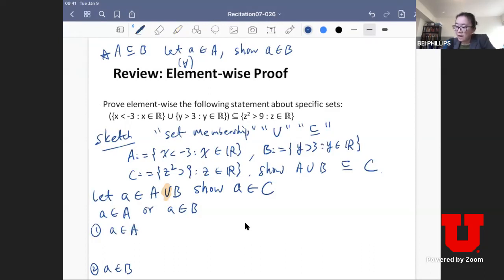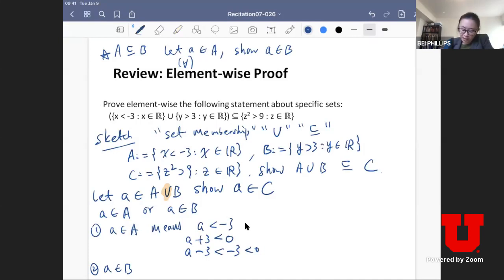Okay, so now what do we do? If a is in capital A, this means a is smaller than -7. That's by the definition of the set A. If I add 3 to both sides, that means a plus 3 is smaller than 0. If I subtract 3 from both sides, it also means a minus 3 is smaller than -3, which is smaller than 0.